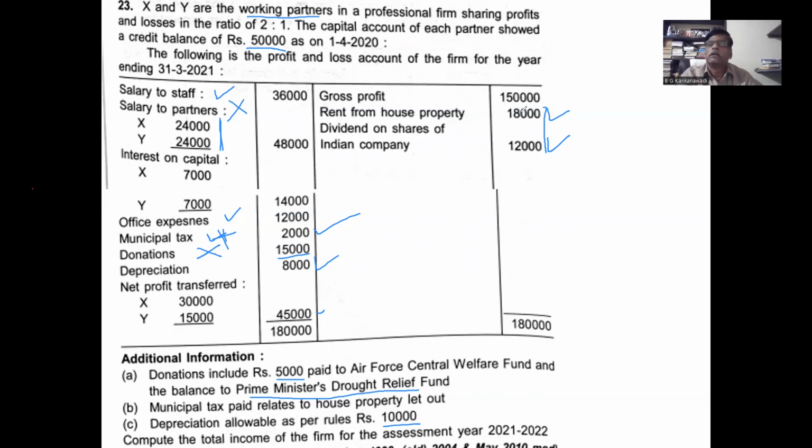Second head is business, and the third head is income from other sources: dividend, 12,000. So in this problem, there are 3 heads of income: one is house property, second is business, third is other sources. Okay, now you see the solution.